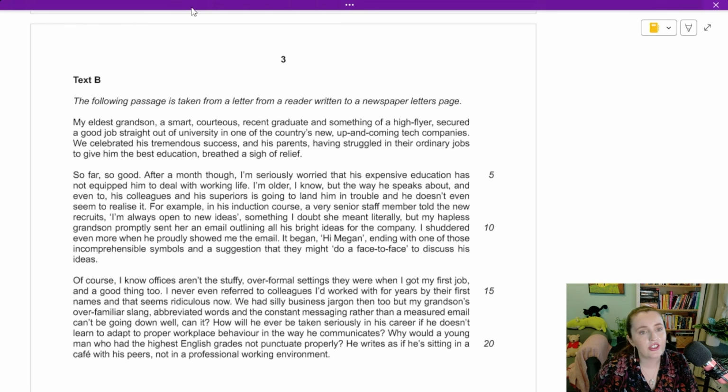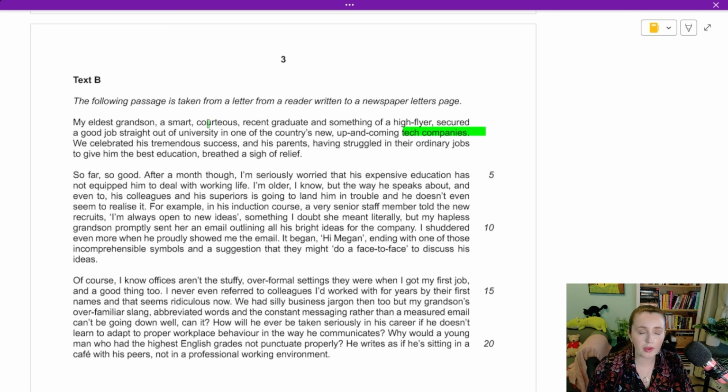The following passage is taken from a letter from a reader written to a newspaper letters page. My eldest grandson, a smart, courteous, recent graduate and something of a high flyer, secured a good job straight out of university in one of the country's new up-and-coming tech companies. We celebrated his tremendous success, and his parents, having struggled in their ordinary jobs to give him the best education, breathed a sigh of relief.